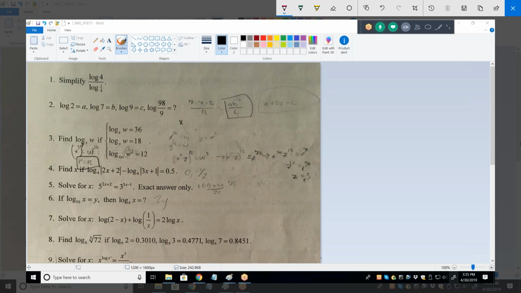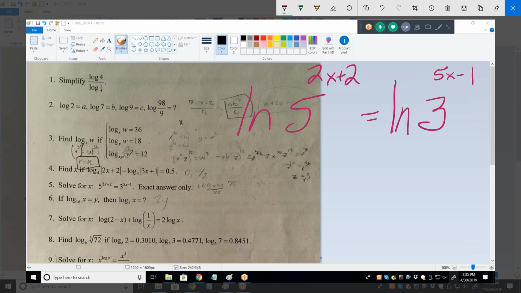Number 5. How do we solve exponential equations? In other words, there is no way to algebraically solve it. You have to invoke logarithms. What are we going to do to both sides? We're going to take the log of both sides, and I'm going to have you use the natural log, just because it's the best one to use.